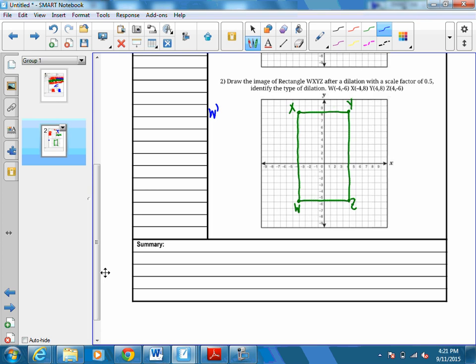If I start with W, all right, if I want to find W prime, I have to take 1/2 of each ordered pair. It says my scale factor is 0.5. So I need to multiply each coordinate by 1/2. So if I take 1/2 of W, 1/2 of -4 is -2. Half of -6 is -3. Okay, so let's plot that. All right, if I have X, half of that is going to be -2, 4.